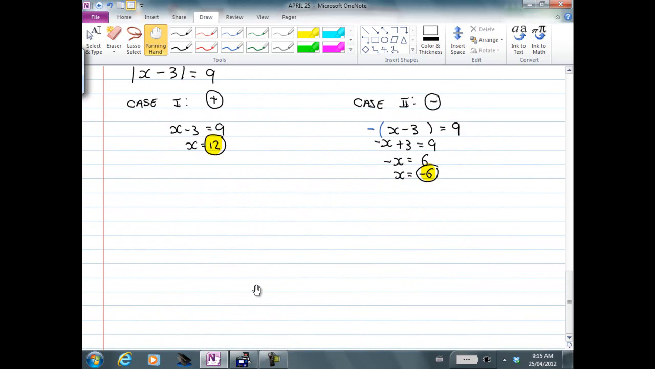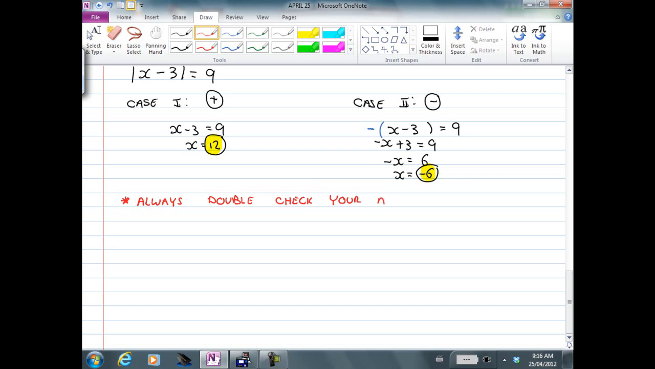Now, here's the thing, star. This is where students will make errors. Always, I can't emphasize this more than enough. Double check your answer. If you don't double check your answer, you will make errors.